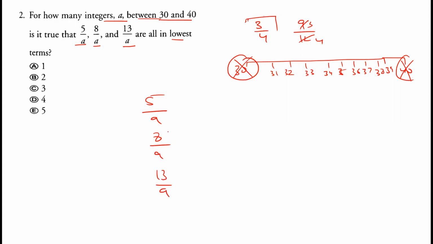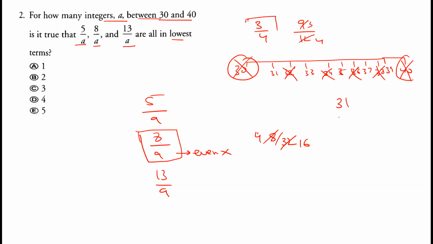Now, we need to understand that for 8 by A, A cannot be an even number, because if it is an even number, then obviously it can be further simplified. For example, 8 by 32 can be further simplified: 2 fours are 8 and 2 sixteens are 32. So it cannot be an even number. So we can eliminate 32, 34, 36, and 38. So we are left with 31, 33, 35, 37, and 39.